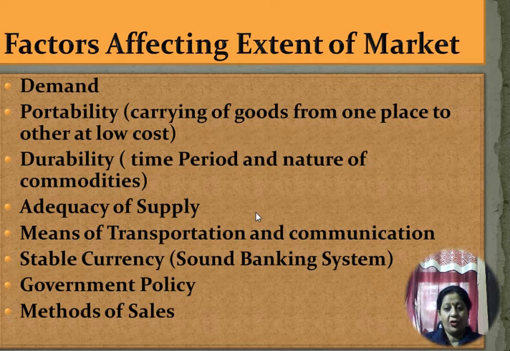Government policy. All the commodities which the sellers are selling in the market should be within the limits of the government policy. Whatever the policy is being announced by the government, all the buying and selling of the commodities in a market should be according to the government policy. That means according to the rules and regulations which the government has implemented.